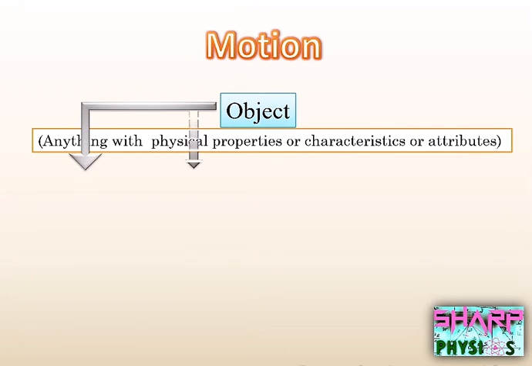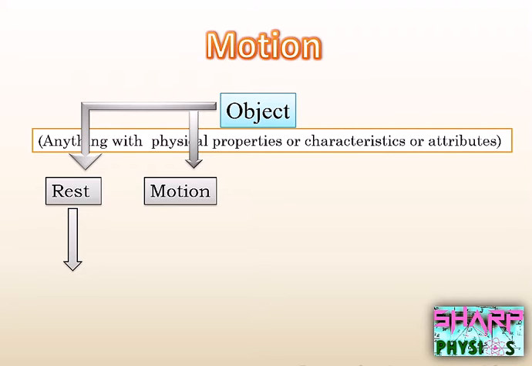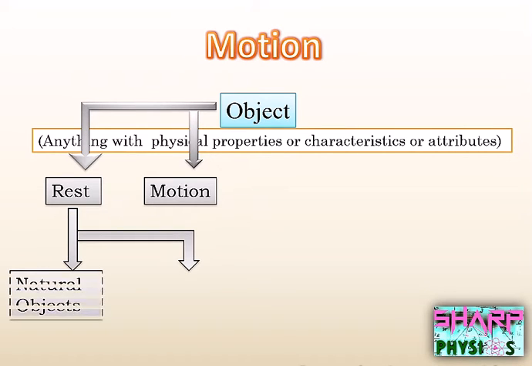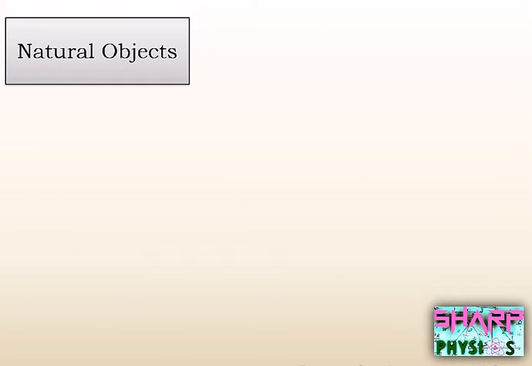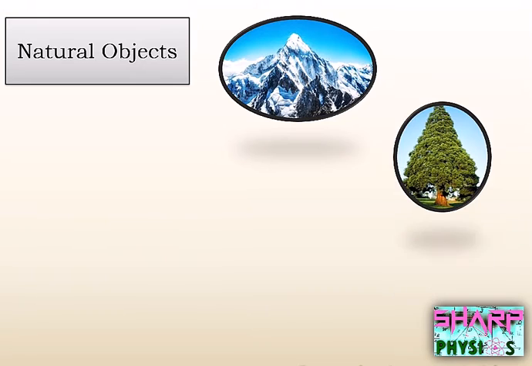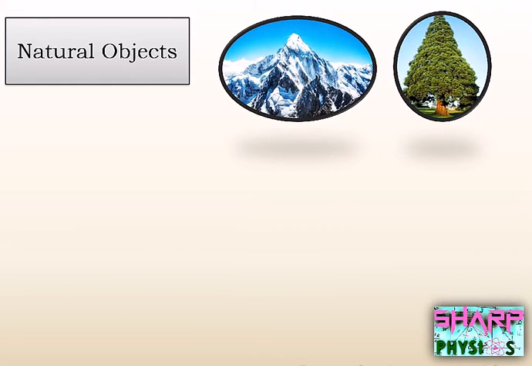We will classify these objects into two types: the object at rest as well as the object in motion. For now, we will be seeing the object at rest first, then the object in motion. An object at rest can be classified into two major classifications, that is natural objects and artificial objects. Natural objects are obtained in nature, whereas artificial objects are made by humans, that is, they are man-made objects. For example, the natural objects are mountains and trees, which are obtained in nature and cannot move. They are stationary or at rest.